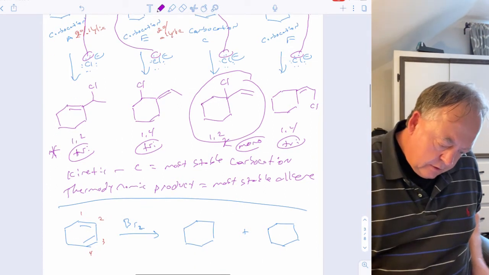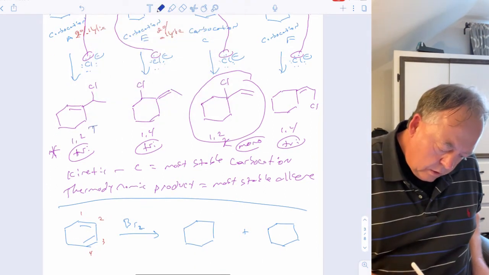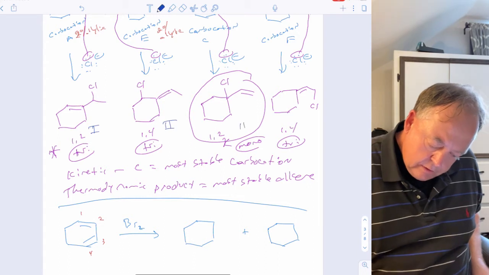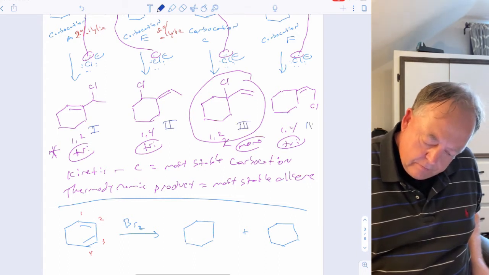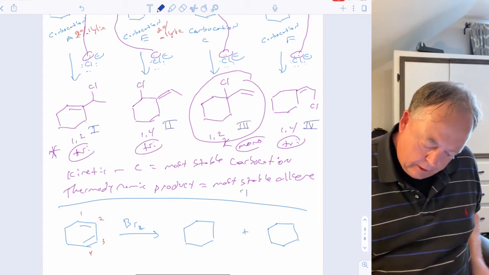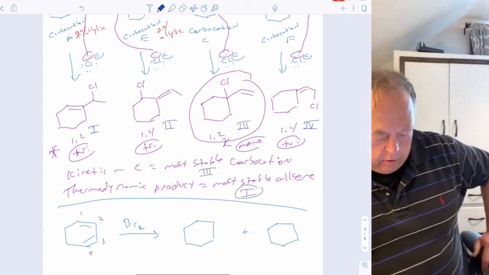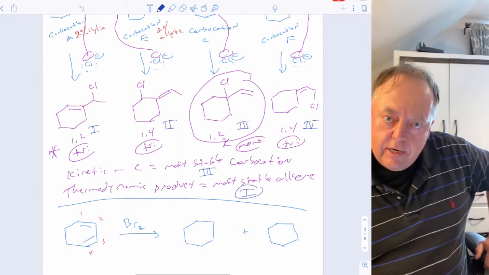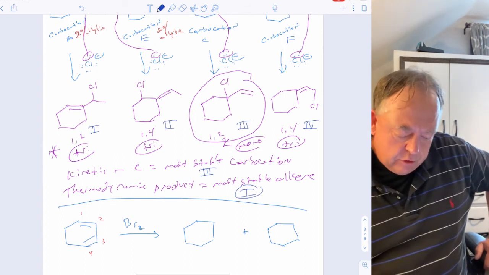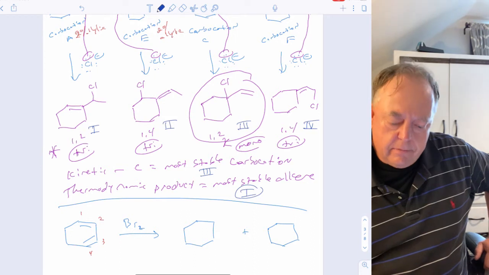So let's call this 1, 2, 3, and 4. So the thermodynamic product is 1, and the kinetic product is 3. So the lower the temperature you do this reaction at, the more 3 you're going to make. The higher the temperature you do this reaction at, the more compound 1 you're going to make.